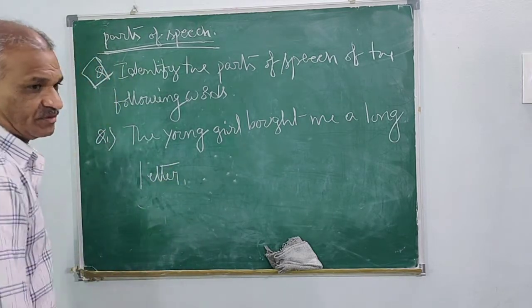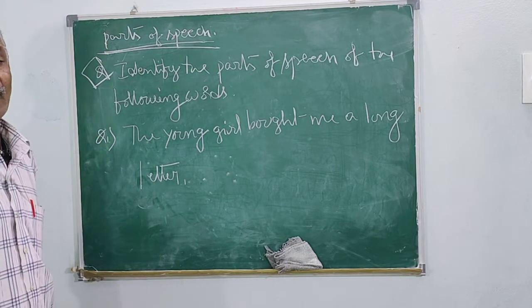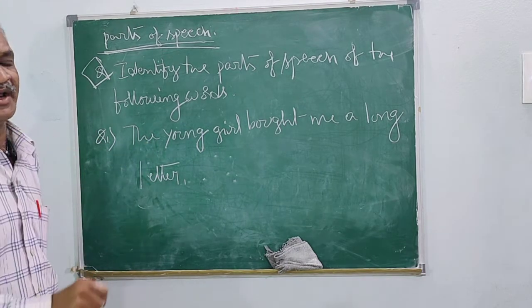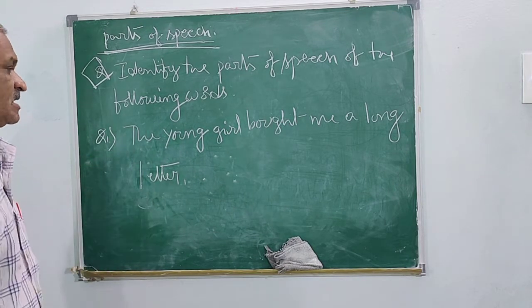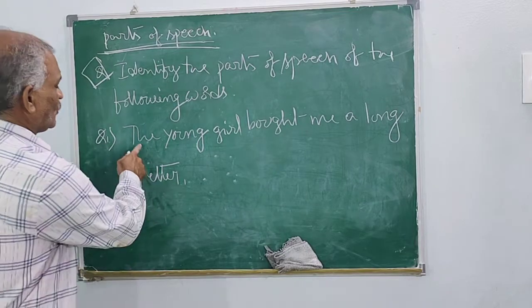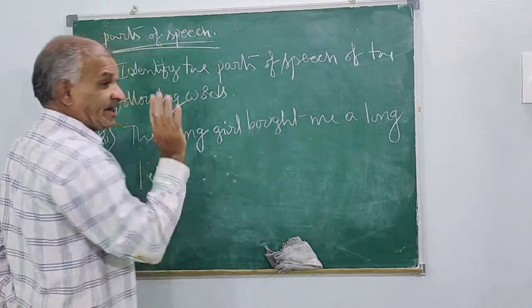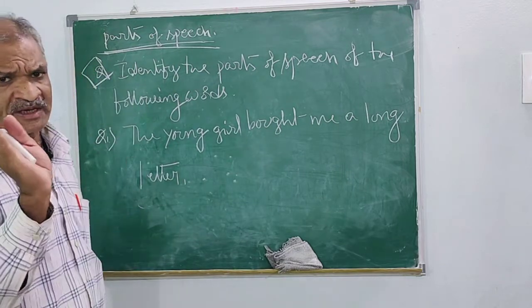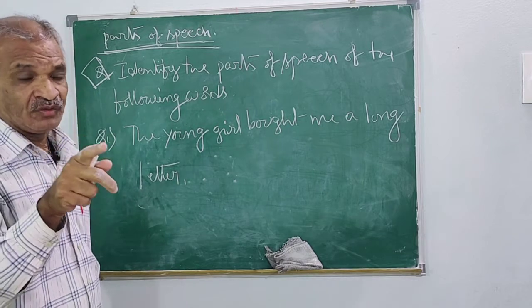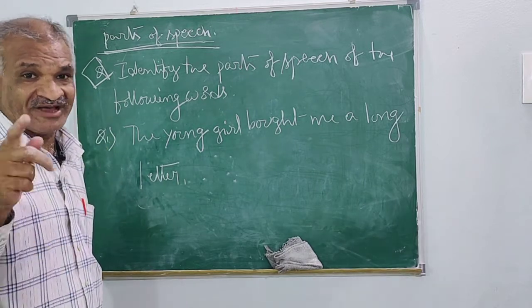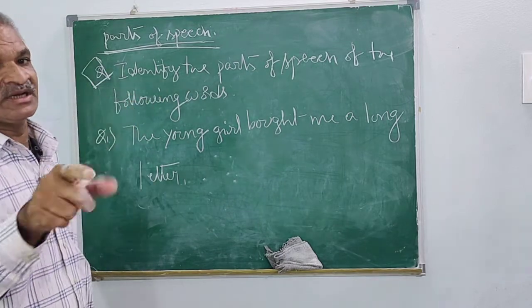So this is the question. So students, here you may be having one doubt. If I don't underline any particular one, you cannot find out parts of speech, because in this sentence 1, 2, 3, 4, 5, 6, 7, 8 parts are there. So these are all parts of speech. But here you have to follow and give the answer according to the part which is underlined.